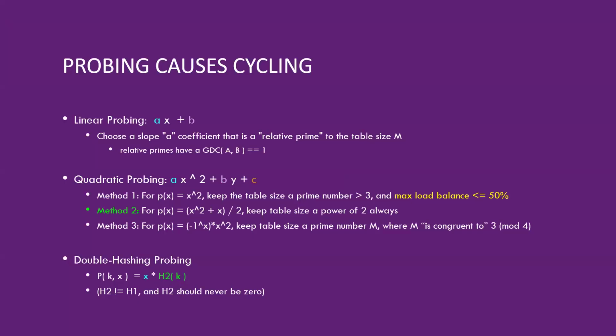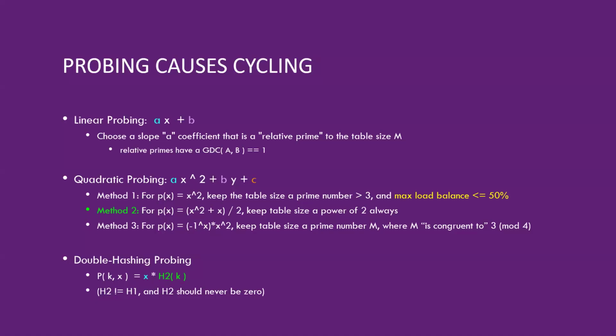Just to round out the causes of cycling, we said if we're doing linear probing, the slope, if you will, the A coefficient on our linear equation, needs to have a greatest common divisor with our table size. So I've got a B here, but it's really the coefficient and the table size. The greatest common divisor needs to be 1. That's what relatively prime produces when we compute the GCD for those two values.